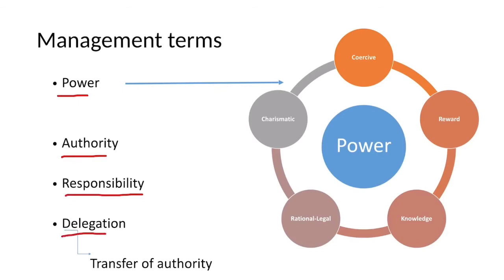Usually management has power and authority, with the help of which they command and make other workers complete their performance in time. They are responsible for their orders and actions, and therefore they also delegate, which is the transfer of authority to subordinates or junior managers.